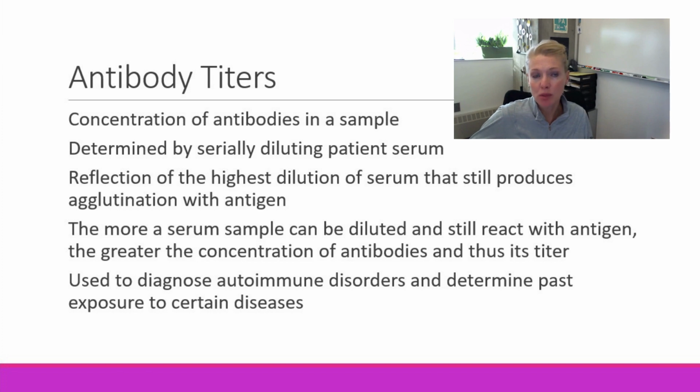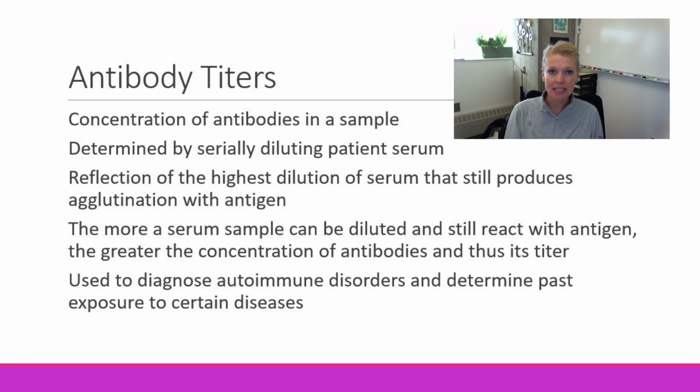Included in our list of immunologic methods, we have something called antibody titers. We can find specific antibody in patient plasma or serum, and we can measure how much antibody they have in a certain sample, and we call this a titer. And this is done by serial diluting the patient's serum or plasma and looking for the highest dilution, or the smallest concentration of patient sample, that is still able to produce an agglutination reaction with a certain antigen.